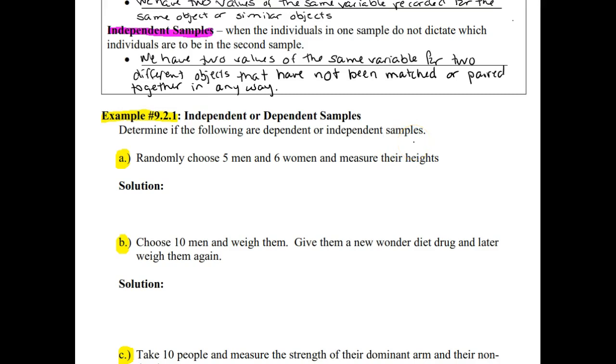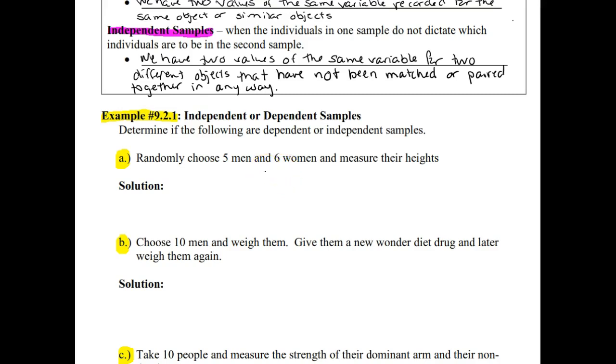For part A, it says we're going to randomly choose 5 men and 6 women and measure their heights. In this case, these men and these women obviously are not the same people. So it's not like some before-after study where we have two measurements on the same individual. And they didn't say anything about matching them based on any criteria, and there's no way they could be matched because we have 5 men and 6 women, so the sample sizes aren't the same, so they couldn't have been matched or paired in any way.